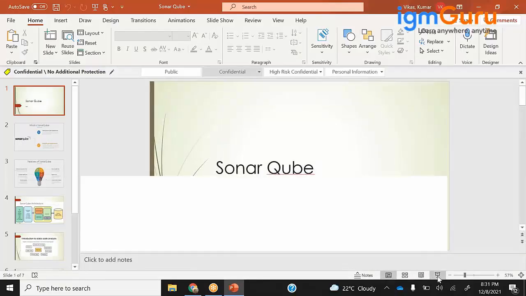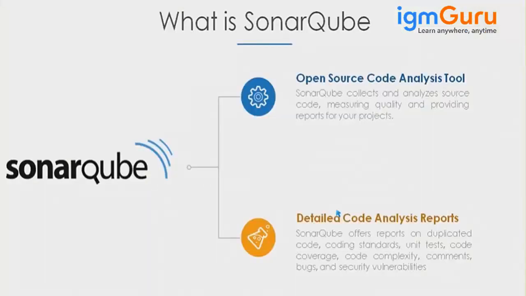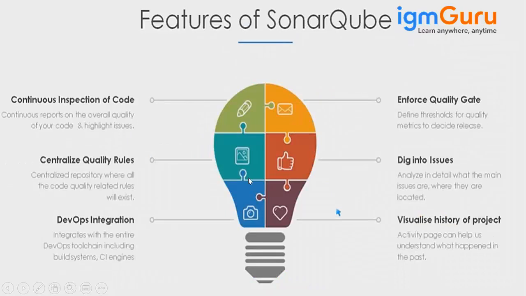So yesterday we were talking about SonarQube, where we told that SonarQube is an open source code quality analysis tool, which will help me to measure the quality part of my code. When I say quality, it will give me a detailed description of what or how many duplicates I have, coding standards, unit test cases, code coverage, code complexity, comments, bugs, and security vulnerability. So these are the features which it will address. So it will do a code quality inspection.